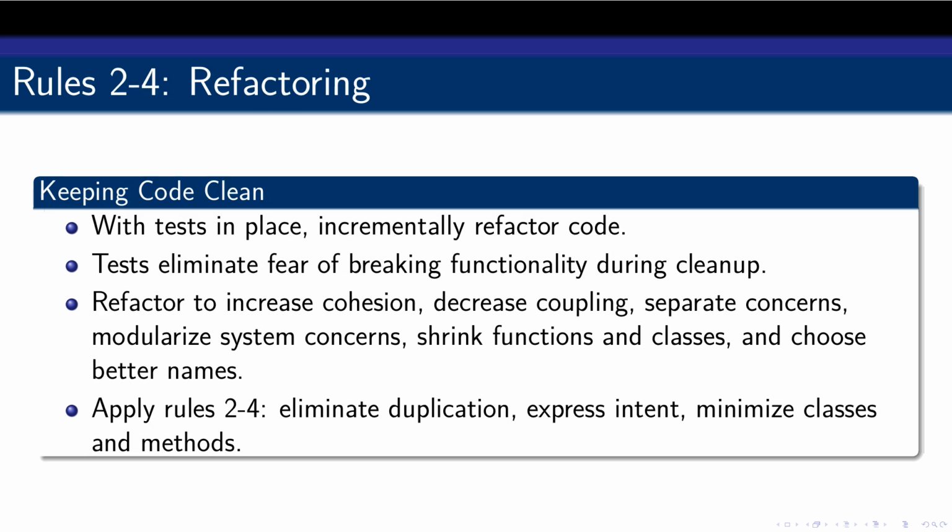Once tests are in place, rules 2 through 4 focus on refactoring to keep your code clean. With tests as a safety net, you can incrementally improve your code without fear of breaking functionality. Refactoring increases cohesion, reduces coupling, separates concerns, and modularizes systems. It involves eliminating duplication, clarifying intent, and minimizing classes and methods to make your codebase easier to maintain.